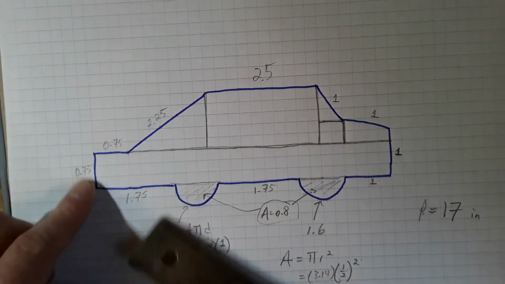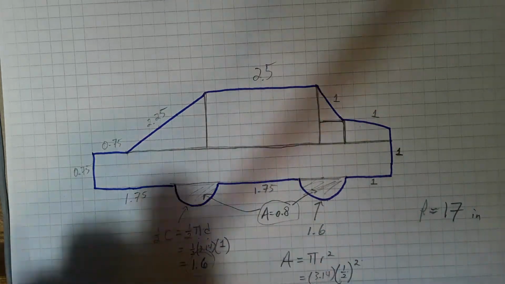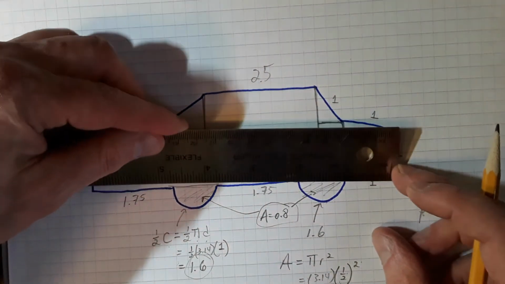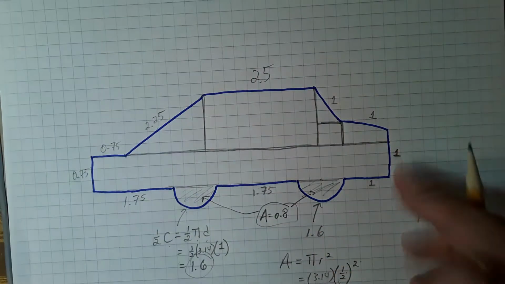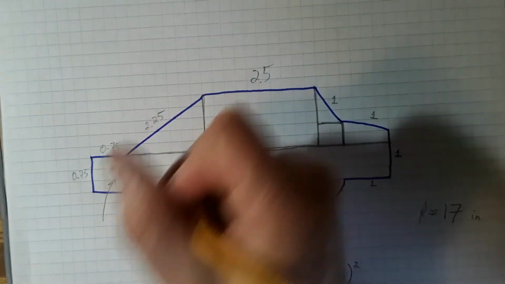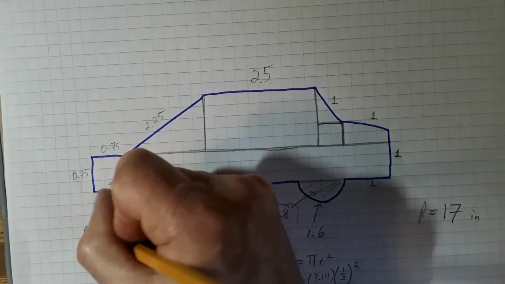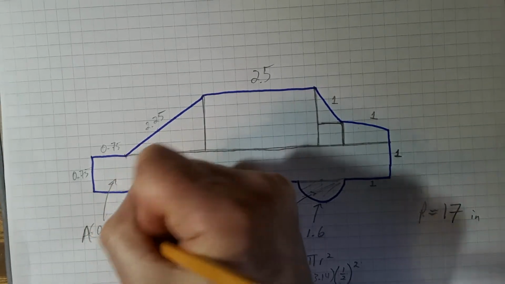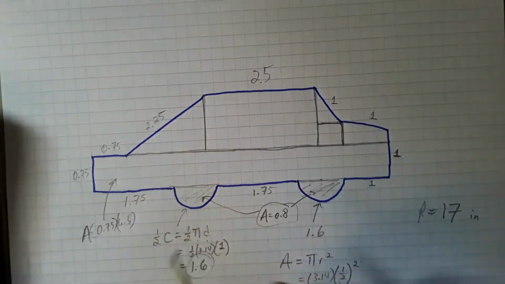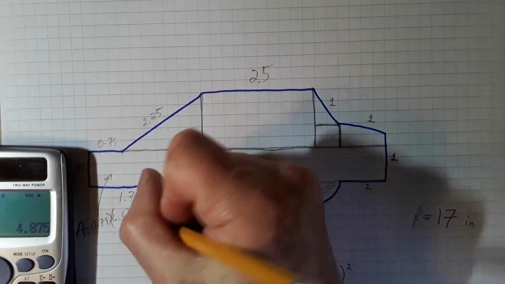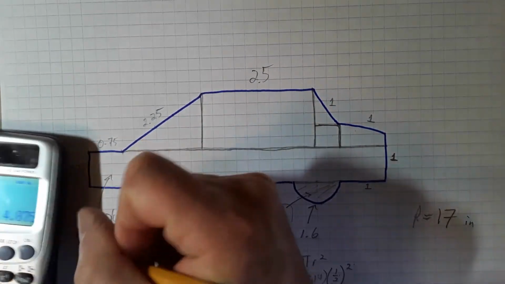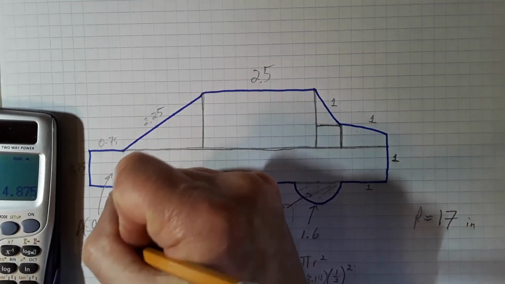This here, 0.75, and then how long is this? 6.5. So 0.75 times 6.5. 6.5 times 0.75 is all around that. It's about 4.9.